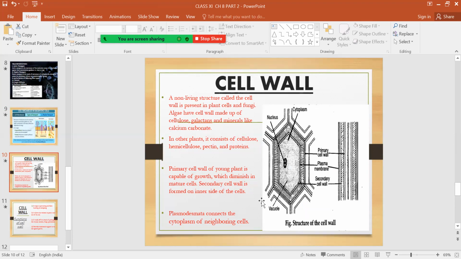Now, if the cell wall is that rigid and impermeable to substances, then how do substances move from one cell to another? There is a connection known as plasmodesmata, a bridge which connects the cytoplasm of the neighboring cells and through which the cytoplasm are in contact with each other.